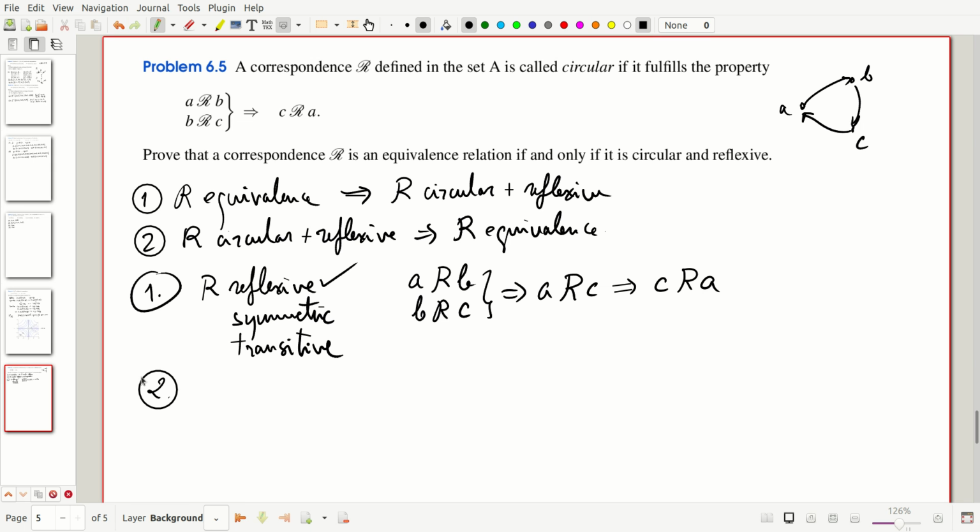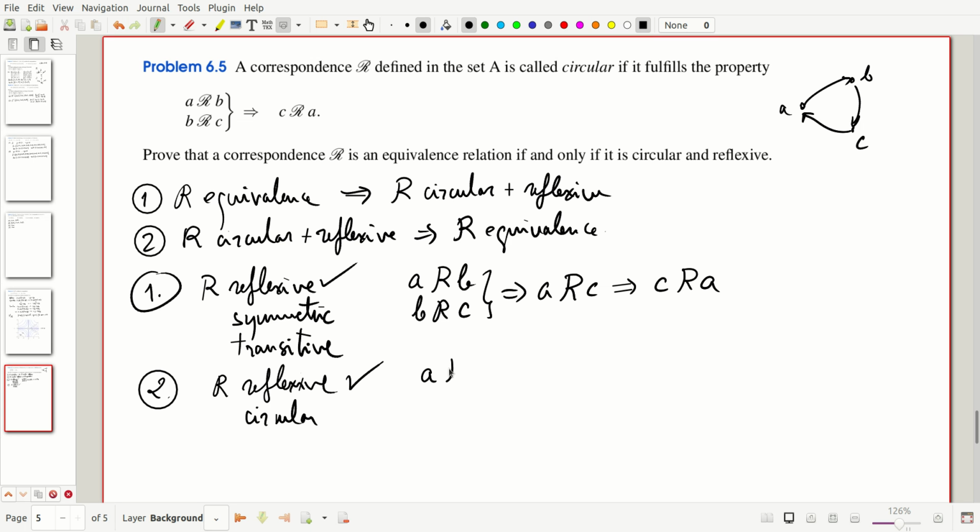Okay, the second. Now we're going to assume that R is reflexive, and it is circular. All right. Well, reflexivity is already there, because reflexivity is the first property we need to check for to prove that this is an equivalence relation. Now, let's see symmetry.